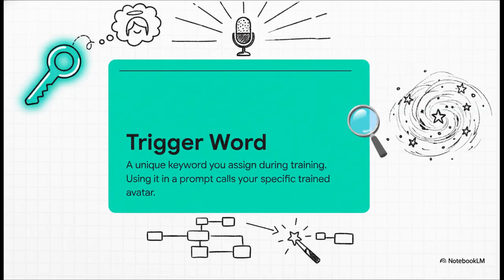Now, here's the magic trick that makes it all work. While you're training your model, you get to assign a unique trigger word. It could be your name or a secret code, whatever you want. From that moment on, anytime you put that special trigger word into your prompt, the AI knows, I need to call up that specific custom-trained model, and it guarantees the face it generates is yours, and yours alone.